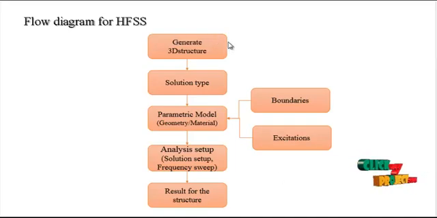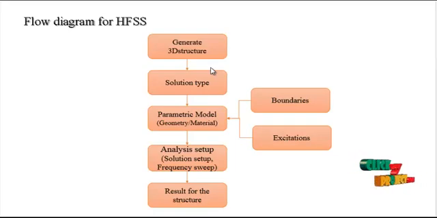First of all, generate a 3D structure, then the solution type, then the parametric model, analysis setup, and results of the structure. In the 3D structure step in HFSS, we develop the 3D model of the antenna. For the solution type, we calculate the eigenmode, and then there are driven modal and driven terminal. Here we choose the driven terminal. Then the parametric model, where we assume boundaries and excitation.